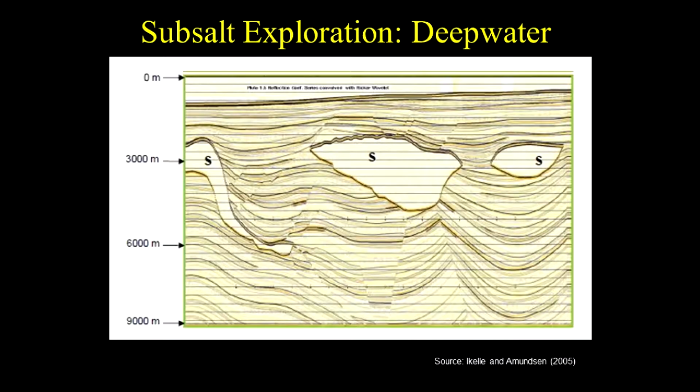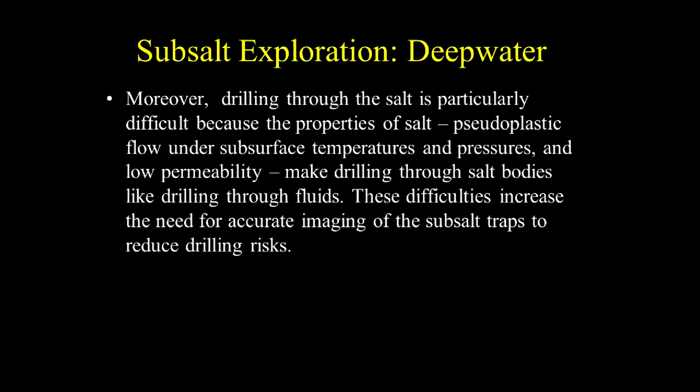A geological model of a small region of the Gulf of Mexico constructed by the SMART JV group, which included representatives of 4 major oil companies, describes the typical complexities of subsalt traps. Moreover, drilling through the salt is particularly difficult because the properties of salt, pseudoplastic flow under subsurface temperatures and pressures, and low permeability, make drilling through salt bodies like drilling through fluids. These difficulties increase the need for accurate imaging of the subsalt traps to reduce drilling risk.